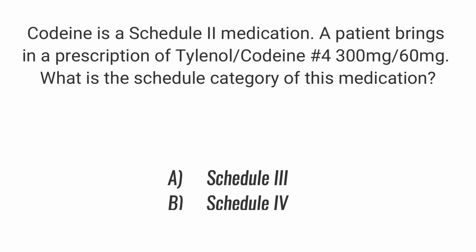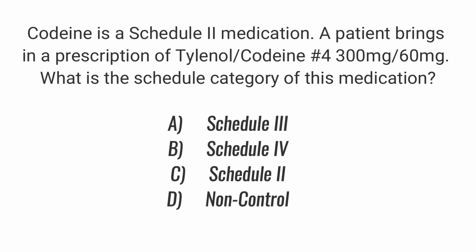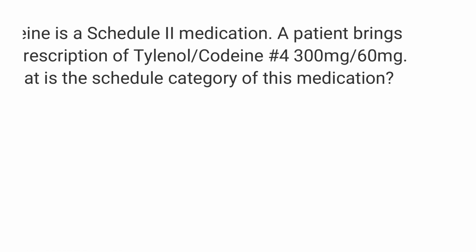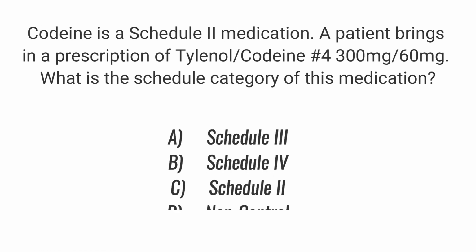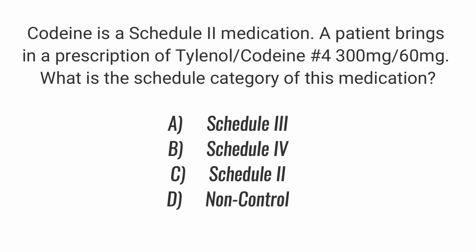Codeine is a Schedule 2 medication. A patient brings in a prescription of Tylenol with codeine number 4, 300 mg/60 mg. What is the schedule category of this medication? Option A, Schedule 3. Option B, Schedule 4. Option C, Schedule 2. Or option D, it's a non-control.